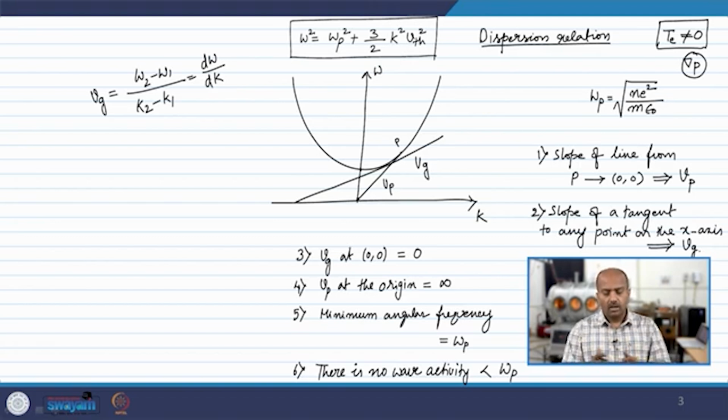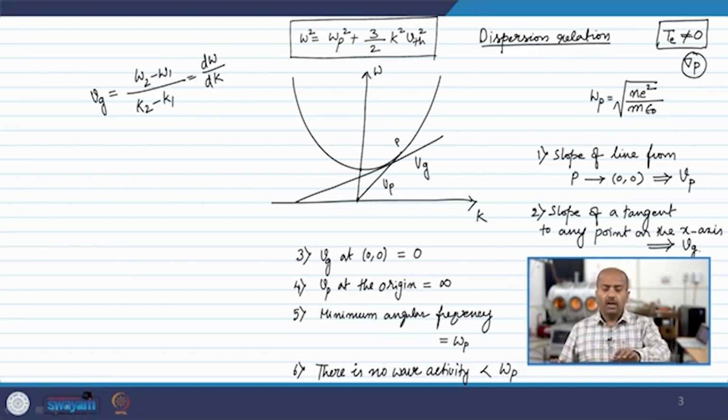And this entire hyperbola seems to be shifted. The positive part of this seems to be shifted by an intercept of omega p, which is the basic frequency or the minimum frequency above which oscillations or wave activity can exist. So, we call this the cutoff frequency, and we also conclude that for any frequency which is less than omega p, we cannot expect any wave activity, right. So, these are the major conclusions of the dispersion relation for the electron plasma wave.